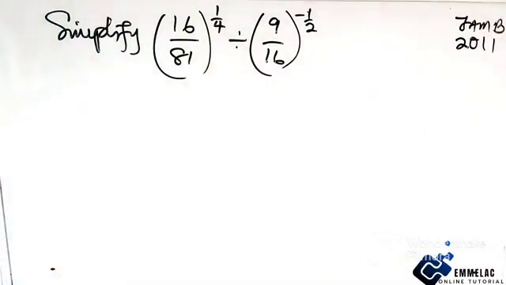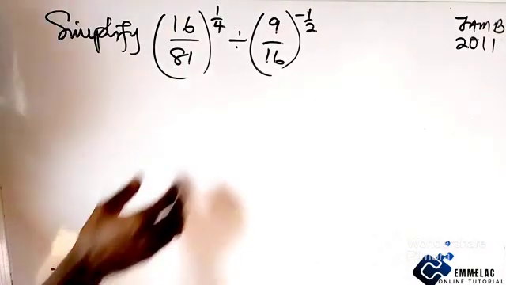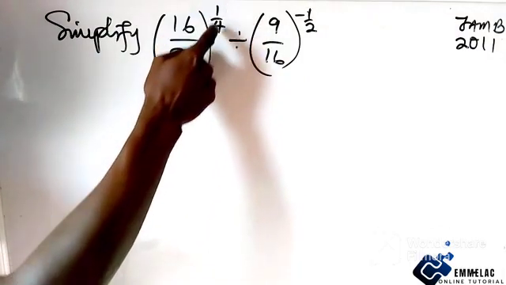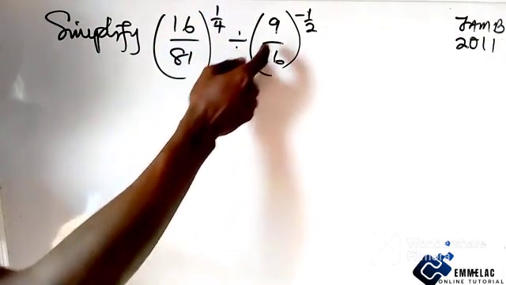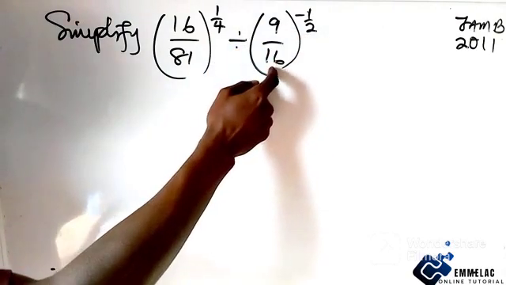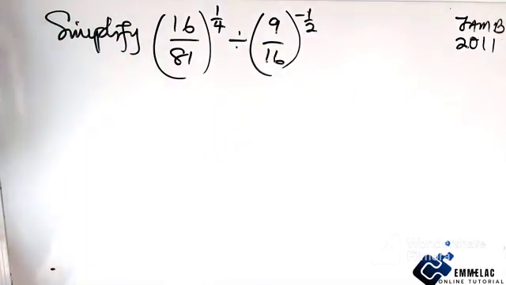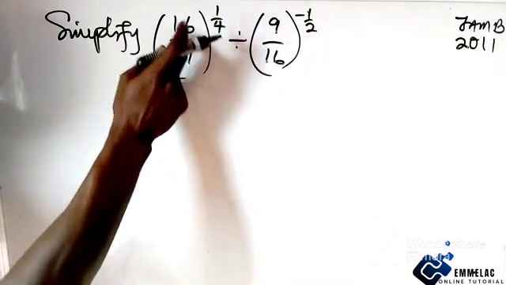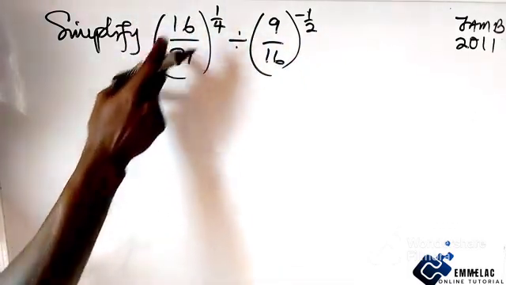Before us is this question in indices that says: in bracket 16 over 81 all raised to the power of 1 over 4, divided by in bracket 9 divided by 16 all raised to the power of minus 2. Alright, let us simplify. First of all, let us simplify this to the simplest base, which is probably 2 here.